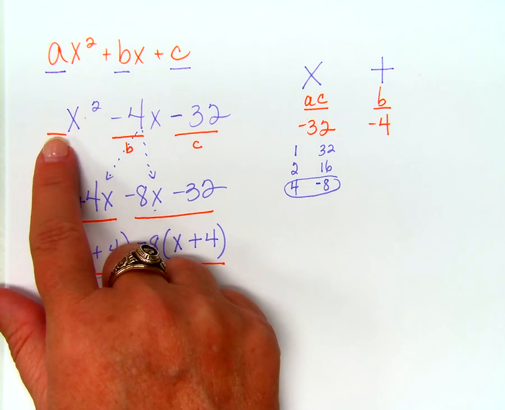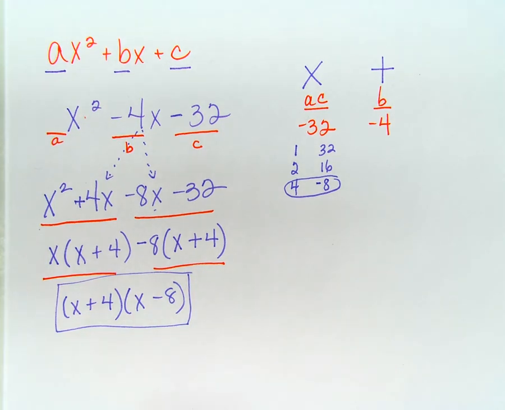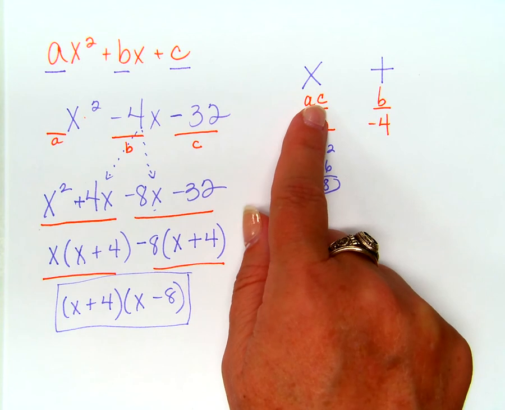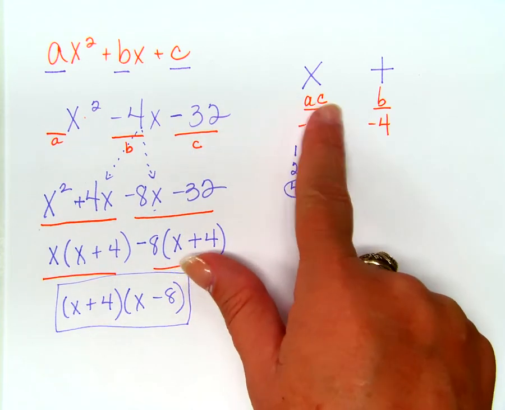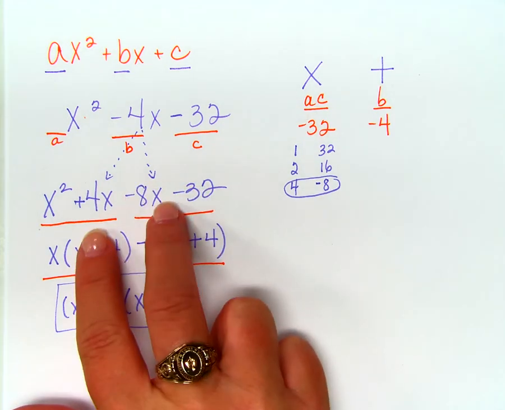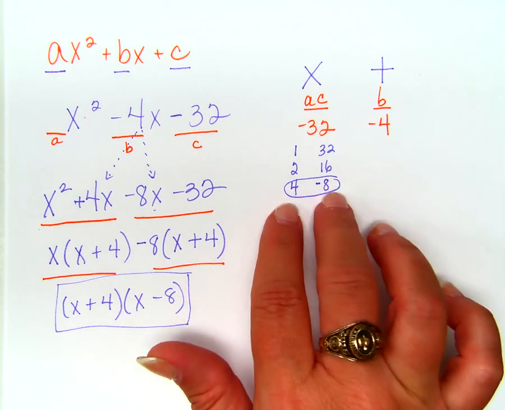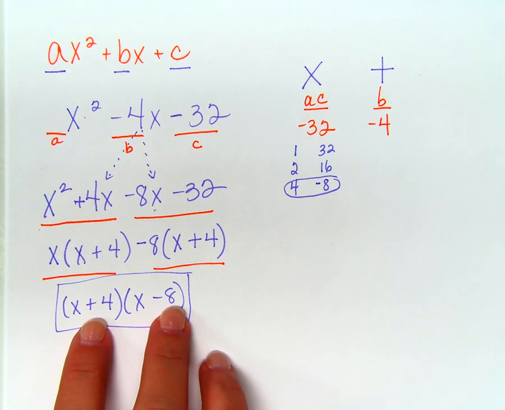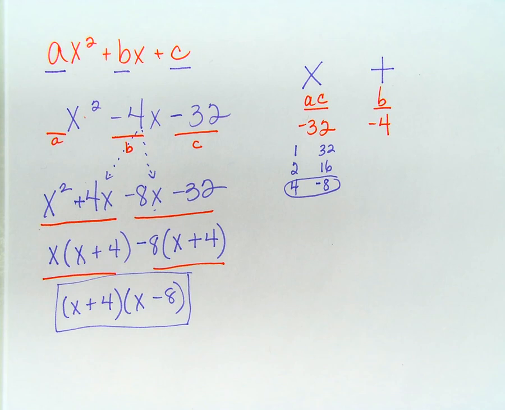It's not going to be 1. This shortcut works when A is 1. When A is 1, I don't really need to worry about AC, do I? Because A is already 1, so it's just going to be that C value. I mean, I still want to write AC because that's the process that we have going on. But splitting the middle term is kind of a long cut, because once I find AC and B and figure out what two numbers multiply to be AC and add to be B, that tells me what my two factors are going to be. X plus 4, X minus 8. You okay with that?